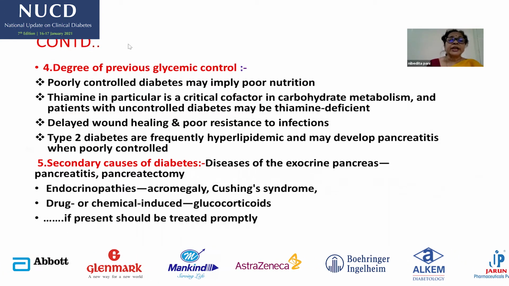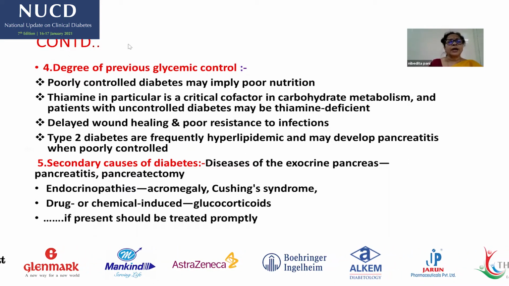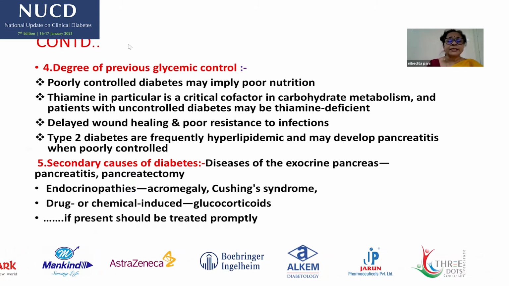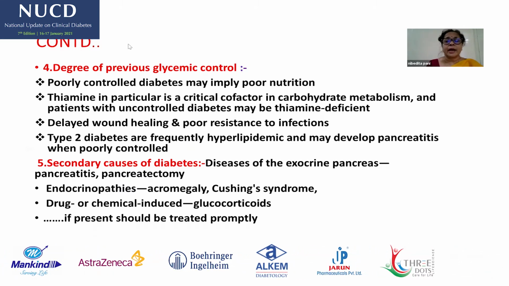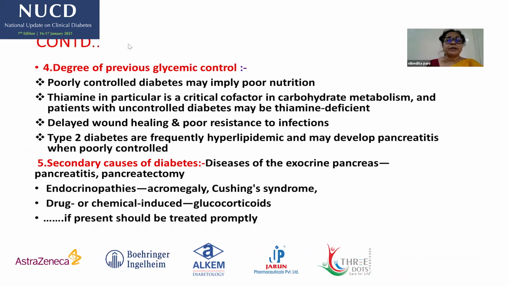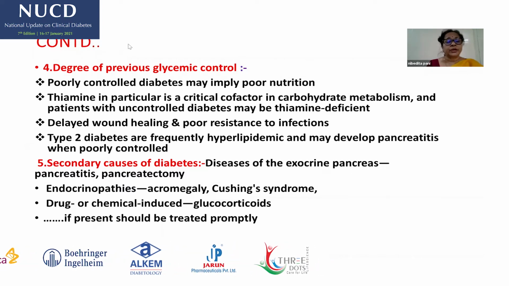So next is the degree of the previous glycemic control. Poorly controlled diabetes may imply poor nutrition. Thiamine in particular is a critical cofactor in carbohydrate metabolism, and patients with uncontrolled diabetes may be thiamine deficient. And delayed wound healing and poor resistance to infection.